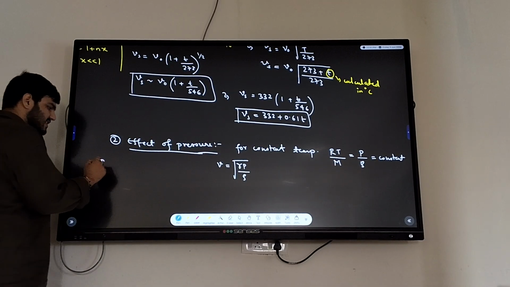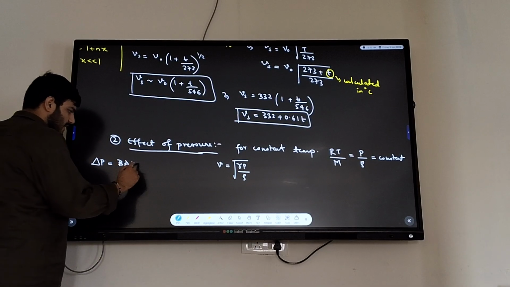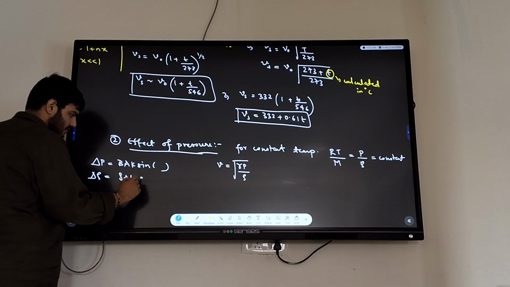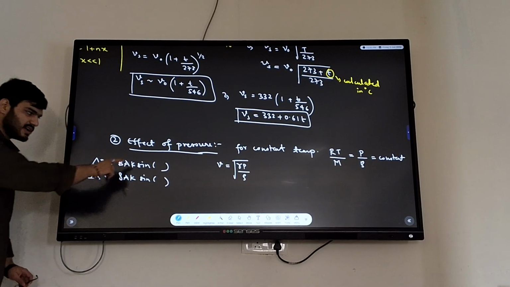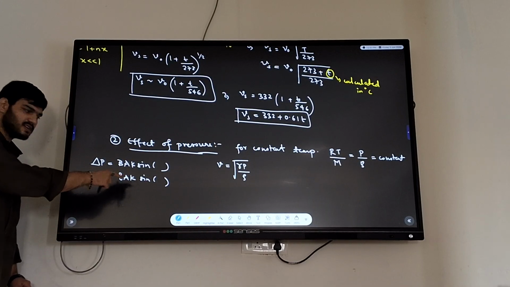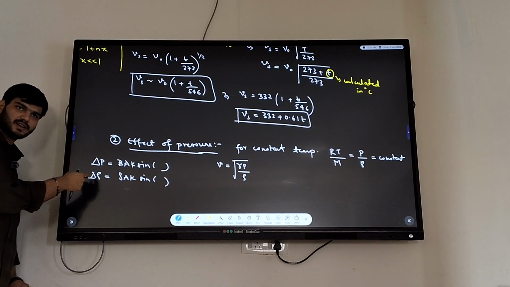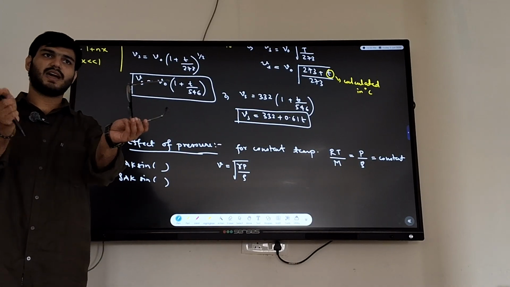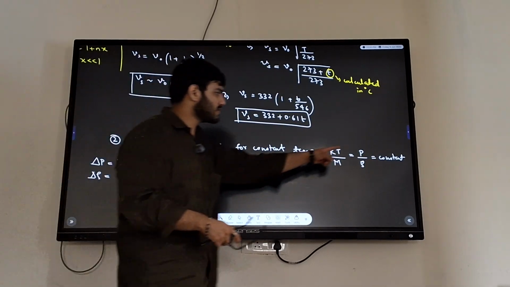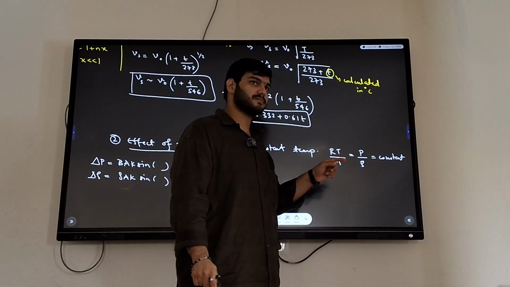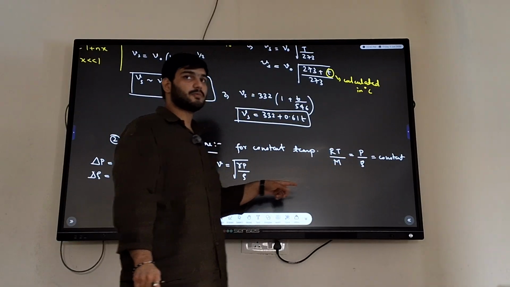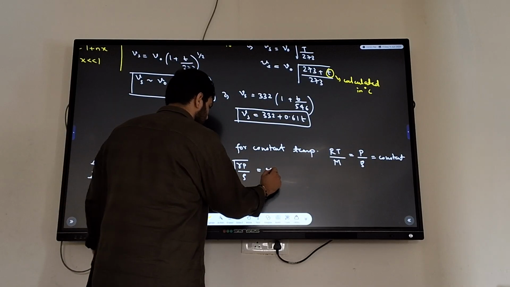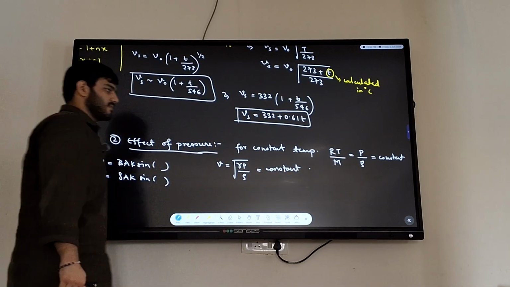Because you remember the variation in pressure, we found it to be BAK sine something, and then what was delta rho? Rho AK sine something. They are in phase. Whatever variations occur here, there will be a variation occurring here as well. So as pressure in the medium changes, the density naturally changes, and they change in such a way that the ratio remains a constant for a constant temperature. Okay? So velocity is not proportional to root P for constant temperature. So it's a constant. Does not change.